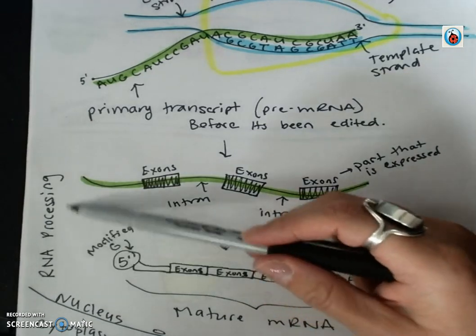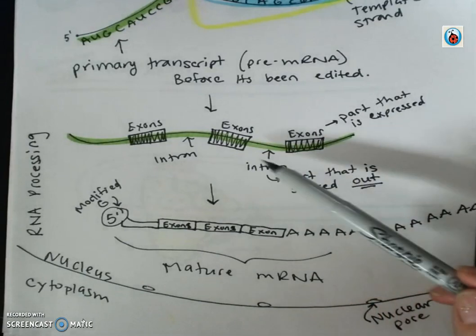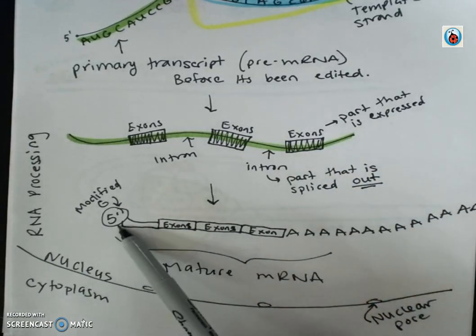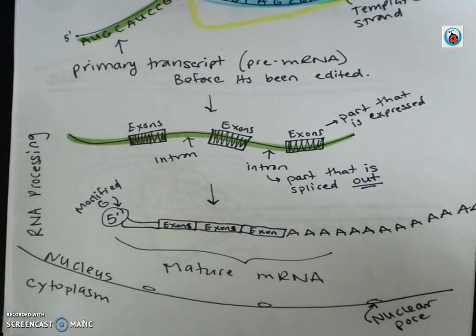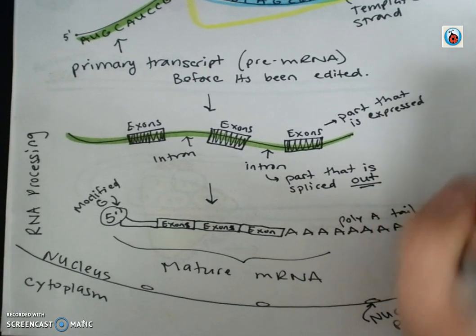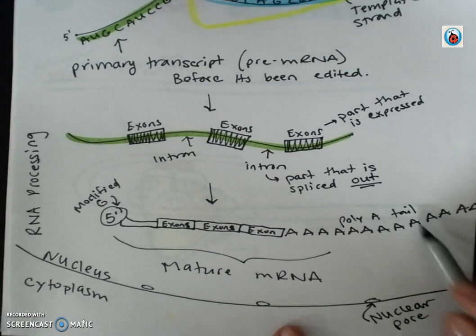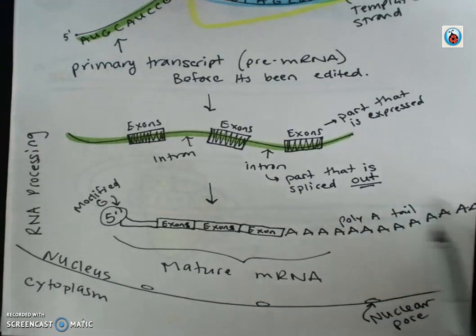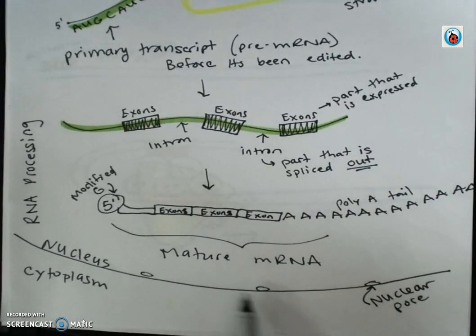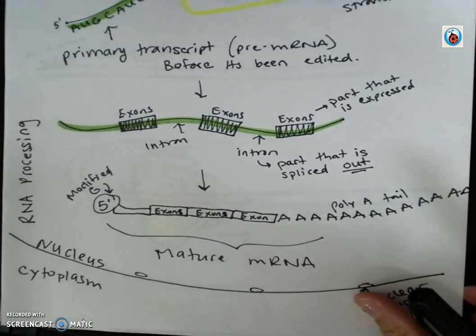As we go through RNA processing, there are 3 steps involved. We splice out the introns, add a 5' cap, which is a modified guanine, and add a poly A tail. As this RNA enters the cytoplasm, the poly A tail will be degraded by hydrolytic enzymes that break it down. This mRNA leaves through a nuclear pore and goes out of the nucleus into the cytoplasm.